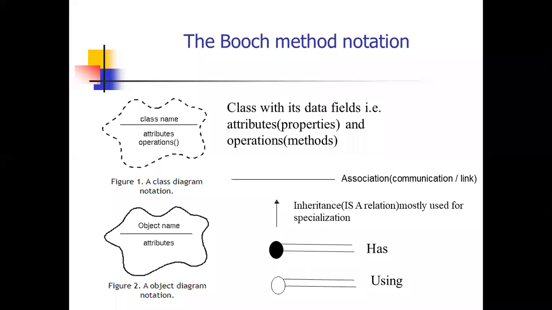Then another notation is for inheritance. See the filled arrow, which we can use for inheritance, a relation mostly used for specialization. The next notation is the filled circle with two association bars, which means it has, and the empty circle with two association bars is for using. So these are the shapes used in the class diagram in the Booch method.